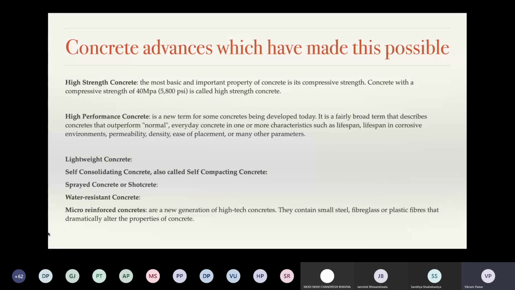So most of these advanced technologies will use a combination of high strength, high performance, and more recently there are these high-tech concretes which have come about, which is micro reinforced concrete. Now, micro reinforcement, we all know that concrete has, again pointing to the same issue, micro cracks. If you want to prevent the micro cracks, what are you going to use? You have the possibility of also using microfibers of steel, fiberglass, or plastic fibers that can alter the properties of the concrete.